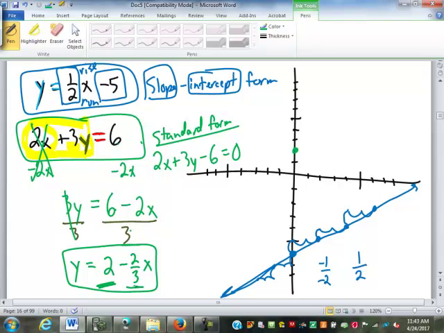And then the slope is, again, the number that multiplies the x, the negative 2/3. Remember, the positive or negative always goes with a rise. So we go down 2 over 3 to get our second point. I'm going to do it again. Down 2 over 3.